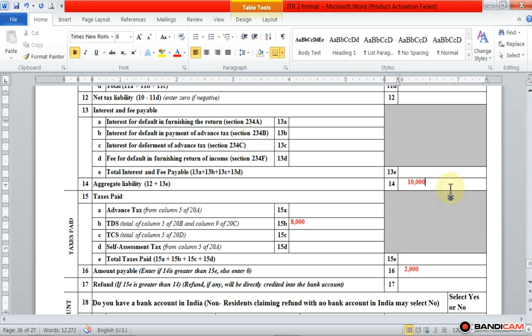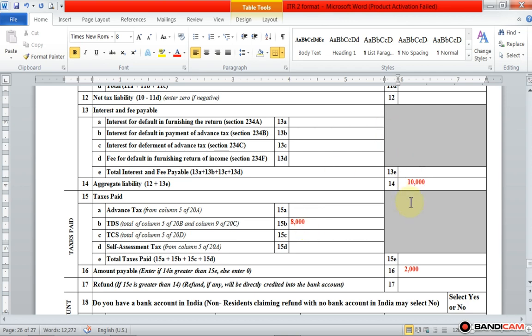Because during the year the assessee's tax liability is 10,000, but the assessee has paid rupees 8,000 as tax or TDS. It means the assessee did not pay 2,000. That 2,000 will be payable by the assessee to the income tax department. This is the first case.